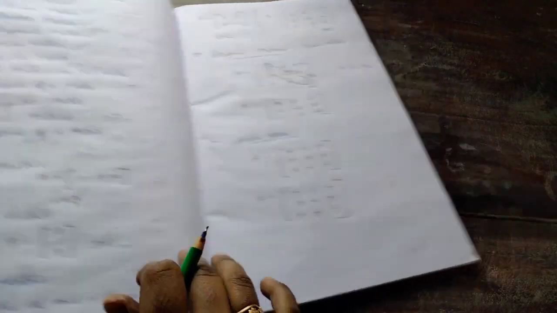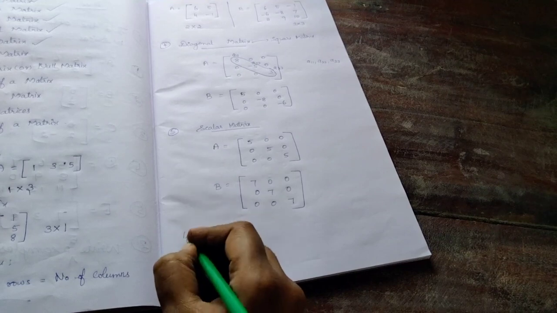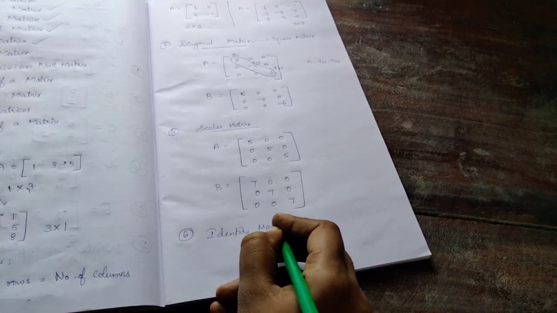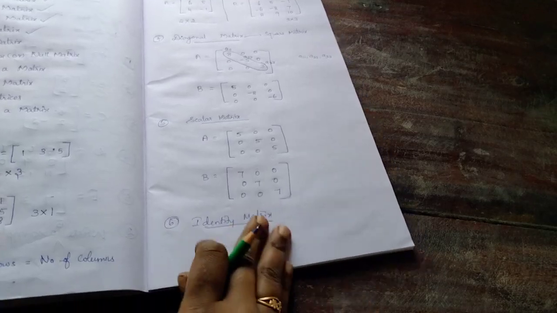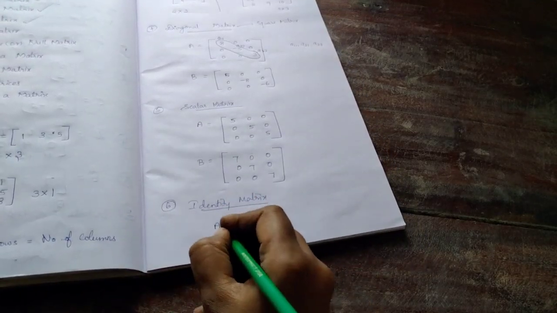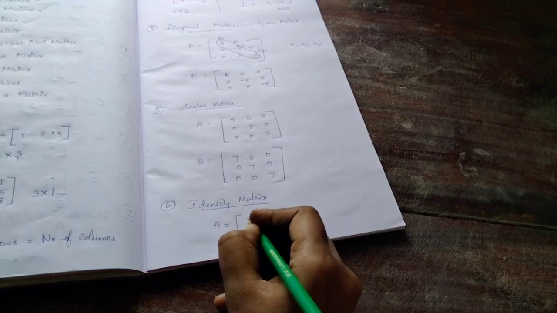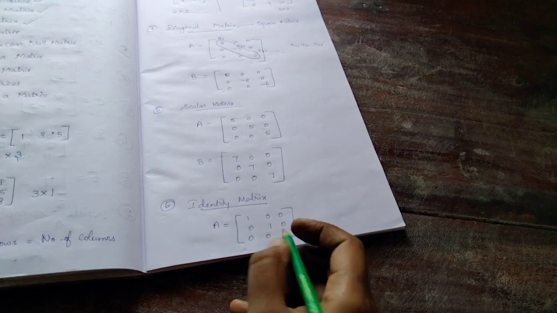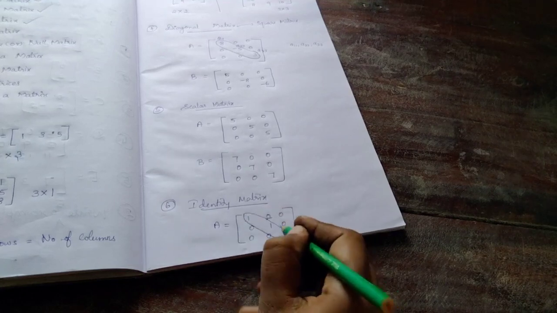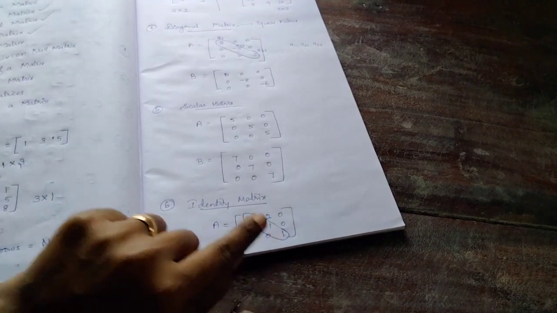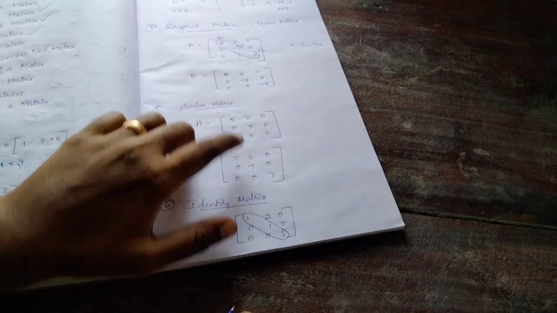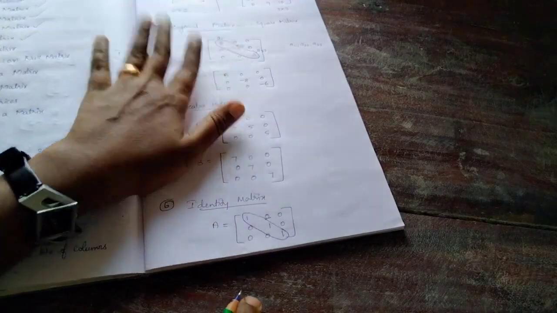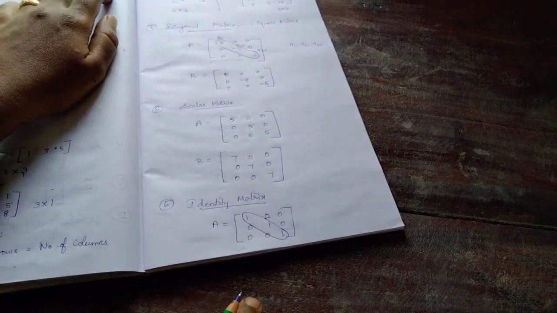Now identity matrix. It's also very easy. An identity matrix is also a diagonal matrix, but the principal leading entries are equal to 1. If this element is equal to 1, that is an identity matrix. Some other number means scalar matrix. Different numbers mean diagonal matrix. That's all the difference. Got it, students?